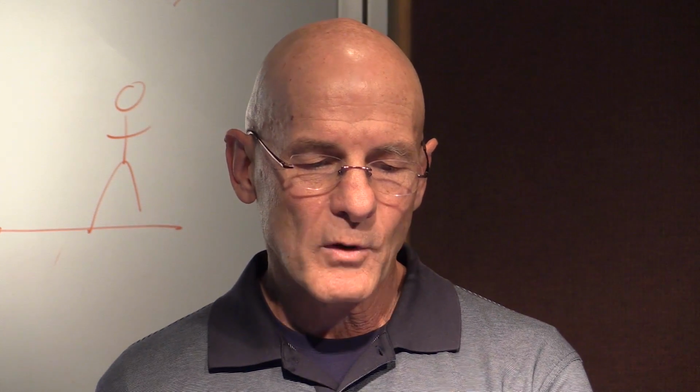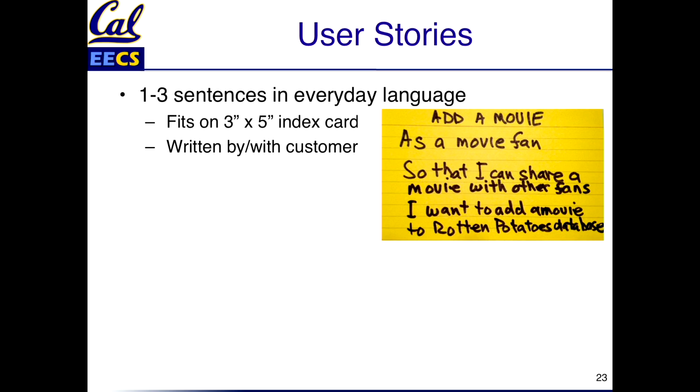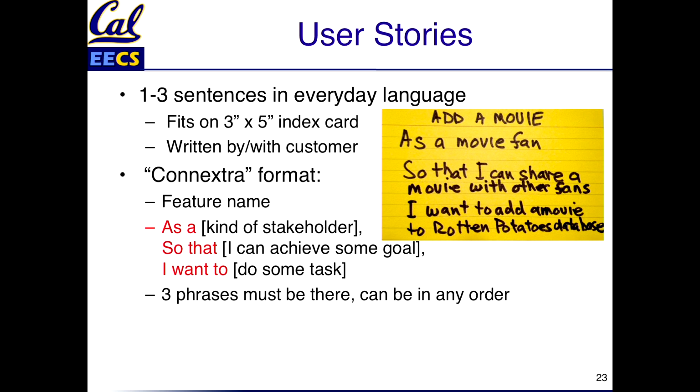So what are these user stories? What do they look like? Well, they look like this. This is this 3x5 card. So it's 1 to 3 sentences in just plain old English. It has to be short enough to fit in the 3x5 card, and it's not something you write yourself. You write in conjunction with the customer.